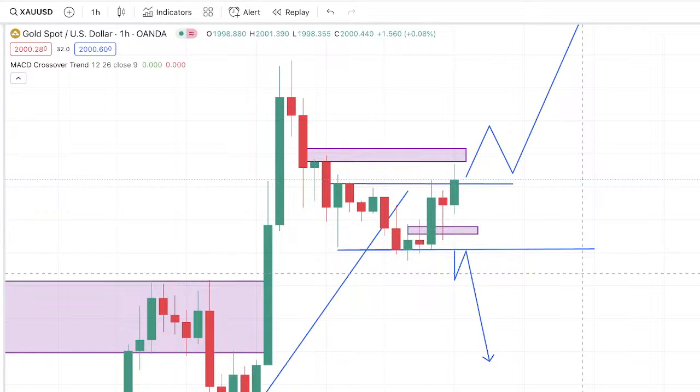It's gonna test the resistance again, and then one more time we're gonna see what happened there. If it makes sense to go higher than that, we go long, or if we're actually going to test this trend line.